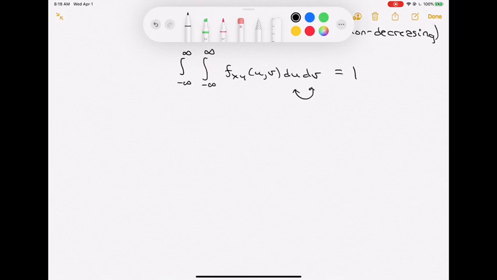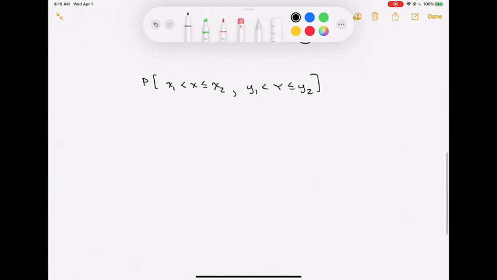So there's a theorem in the book, and it talks about the probability, for example, that the random variable x is between some value x1 and x2, and that I'm going to go ahead and let the random variable y be between a value y1 and y2. So I'm looking for the probability that x is less than or equal to x2 but greater than x1, and that y is less than or equal to y2 but greater than y1. If I wanted to think about that, I could certainly do it in several ways. We'll look at a couple.